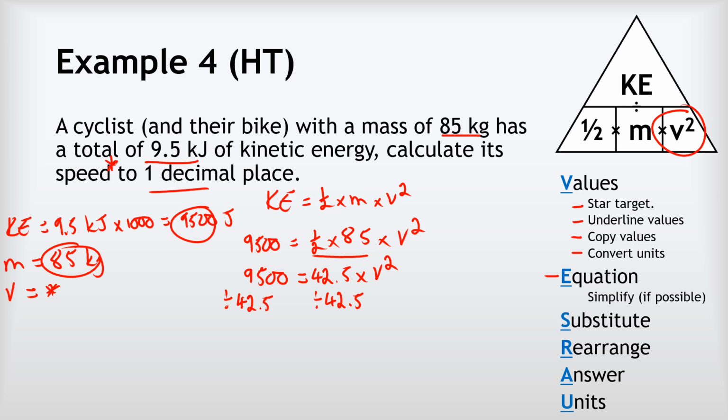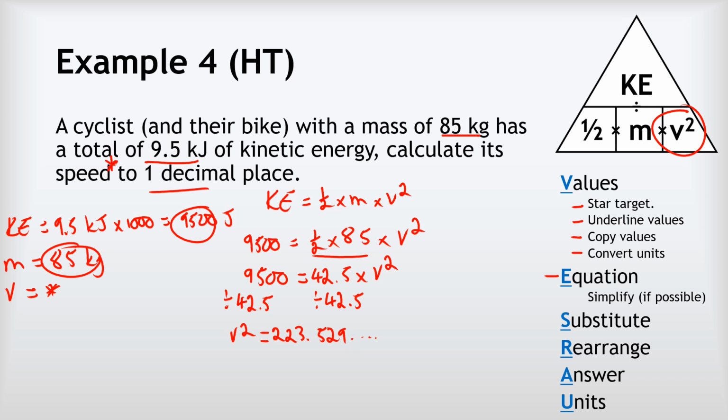So this gives us v squared equals 9,500 divided by 42.5, which equals 223.529, and so on. I would tend to just keep that value in my calculator rather than writing out the whole thing, because then you just risk a copying error and ruining your calculation.